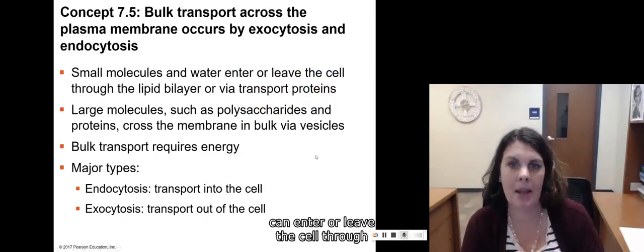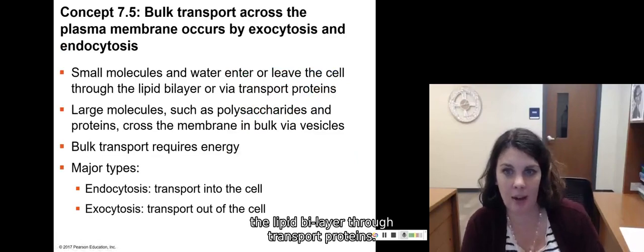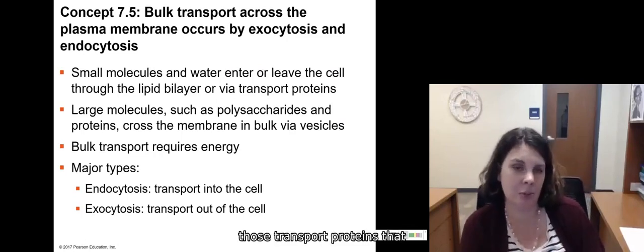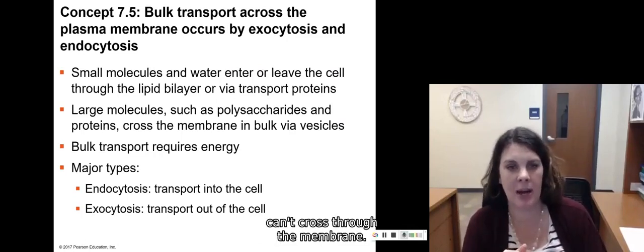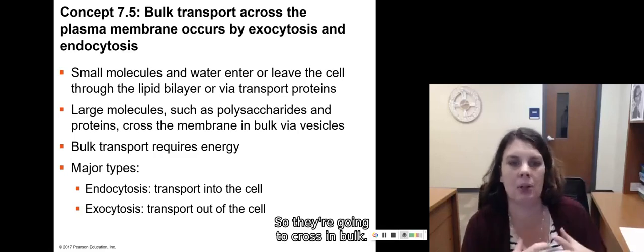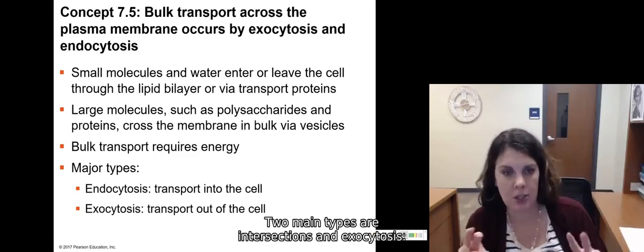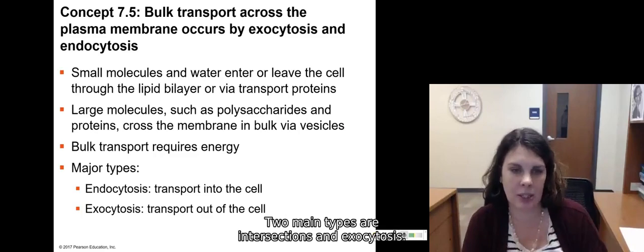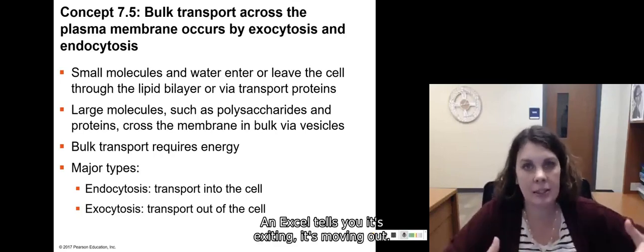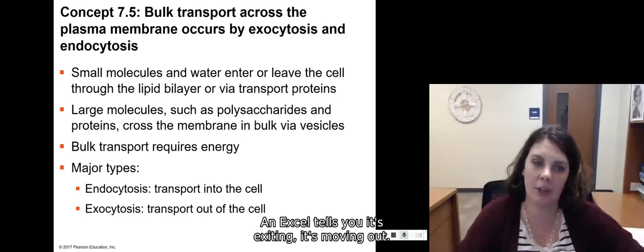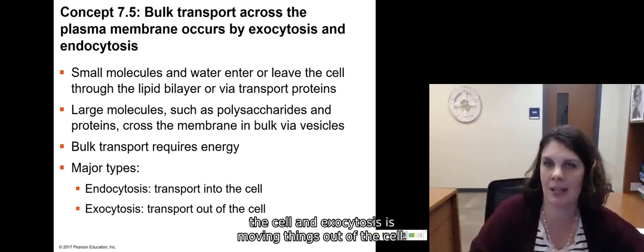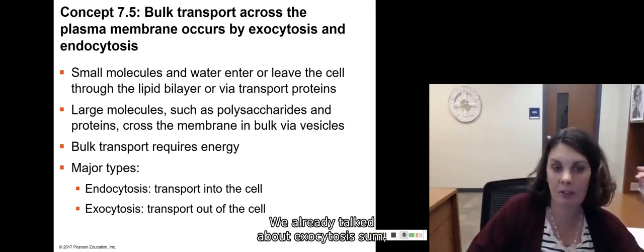Small molecules in water can enter or leave the cell through the lipid bilayer or through transport proteins, but large molecules can't typically fit through those transport proteins. They can't cross through the membrane. So they're going to cross in vesicles. So they're going to cross in bulk. And this is going to take energy. Two main types are endocytosis and exocytosis. Endo tells you it's moving in, and exo tells you it's exiting, it's moving out. So endocytosis is bringing things into the cell, and exocytosis is moving things out of the cell.